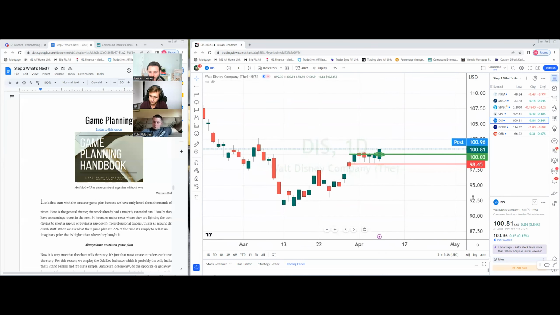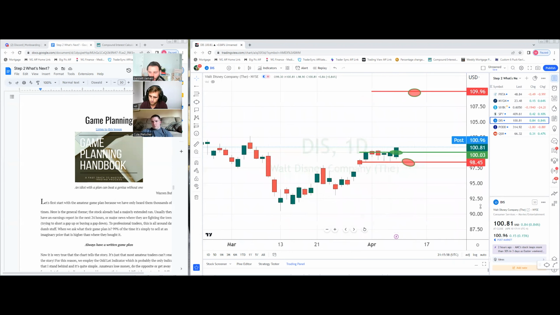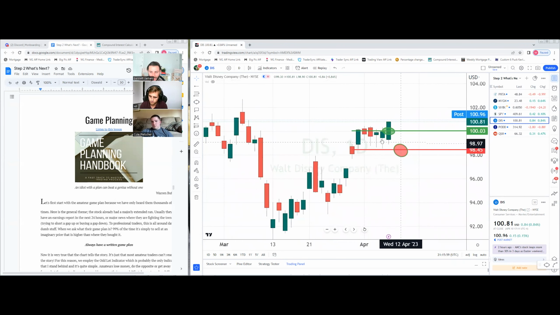So for 5 to 1, that puts our target up here at 110. So if we're wrong, we'll get out down here for a 2% loss. And if we're right, and it can drift higher to 110, we'll look to take profits for 5-1 or a 10% gain. So this is a very simple game plan. Again, we saw this little bull flag forming in the name. We bought on the way up with the name.